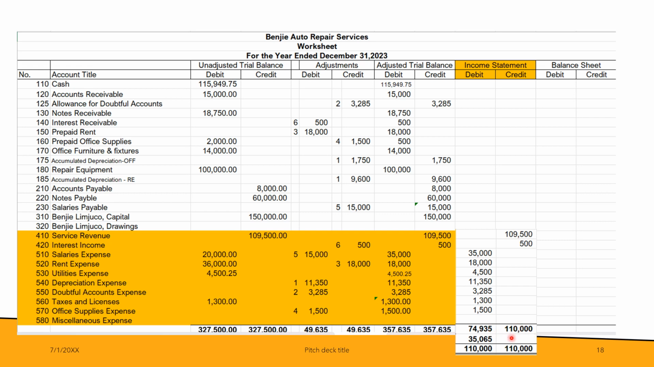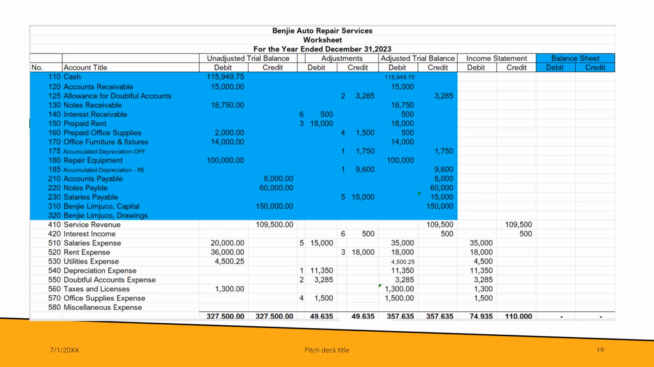So you get the difference. 110,000 minus 74,935 will give you a difference of 35,065. And since your credit column is more than your debit column, that means there is a profit. And your profit is 35,065. And let's see if the same difference will also be reflected in our balance sheet column, or statement of financial position, because that should also be 35,065.